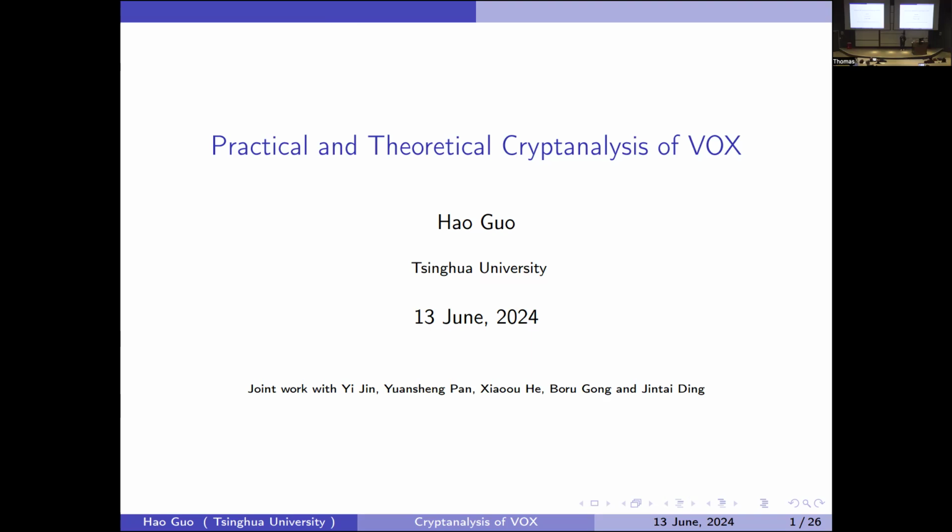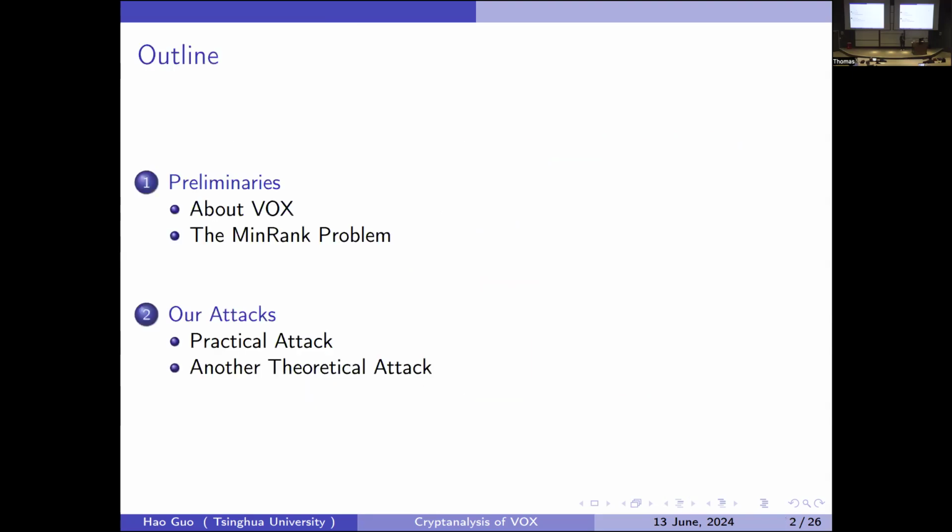So VOX is a first round additional signature submission to NIST, and it is one of the 7 UOV-like schemes. We will first talk about what VOX is, and after that we will talk about the MinRank problem which we used to give an attack, and I will talk about our attack, where the first part is a practical attack, and the second part is another theoretical attack.